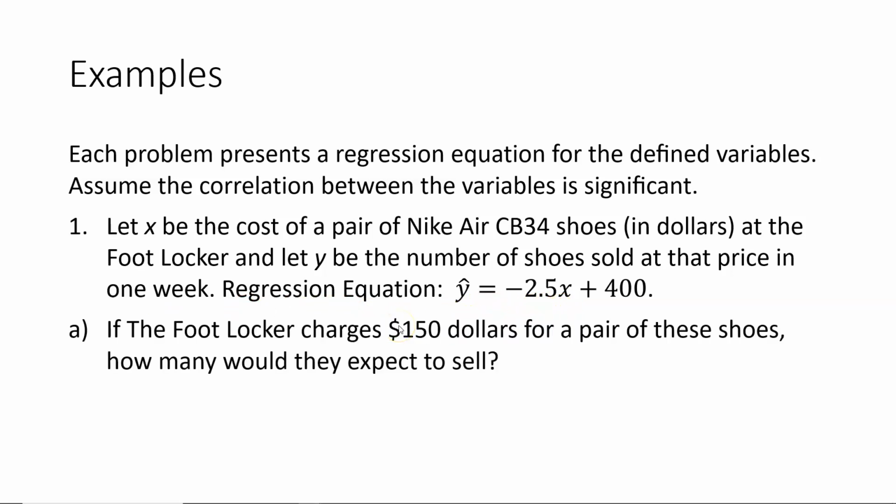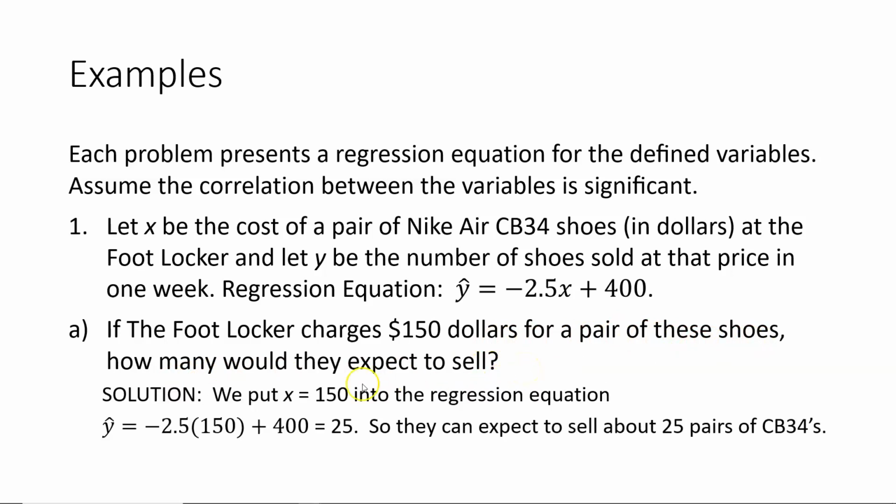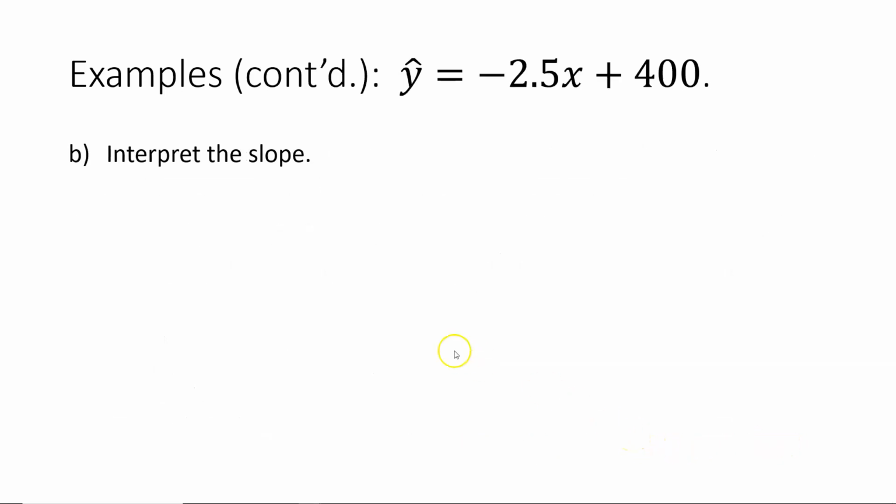So if the Foot Locker were to charge $150 for a pair of these shoes, how many would they expect to sell? Well, we can use the linear regression equation to make that prediction. We simply substitute the value x equal 150 into the equation. We turn the crank and we come up with an expectation that the Foot Locker could sell about 25 pairs of CB34s.